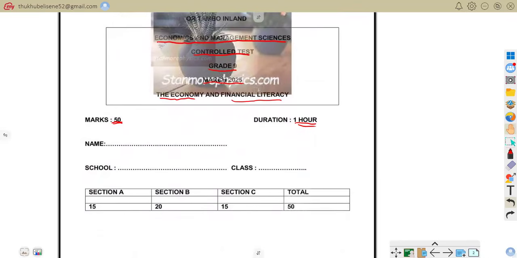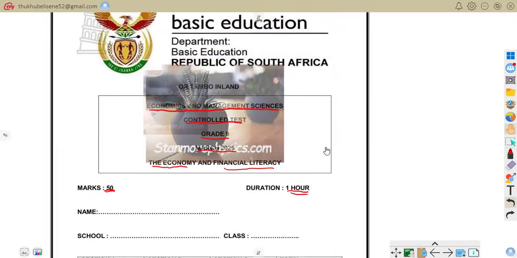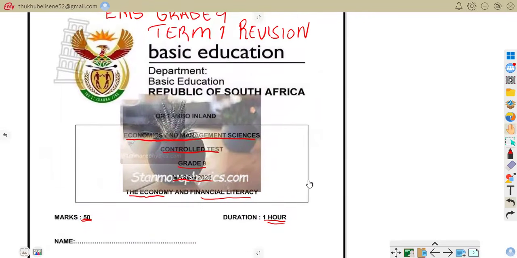Like it says, section A is 15 marks, section B is 20 marks and section C is 15 marks, and all in all the total is 50. So that is that. Let's move on.